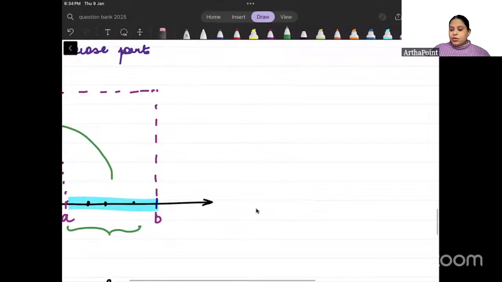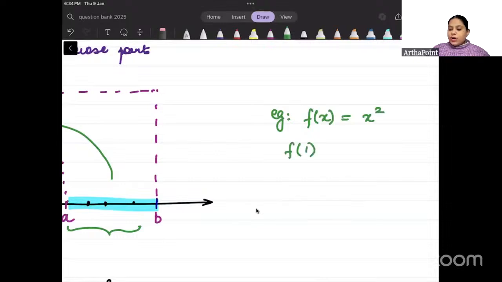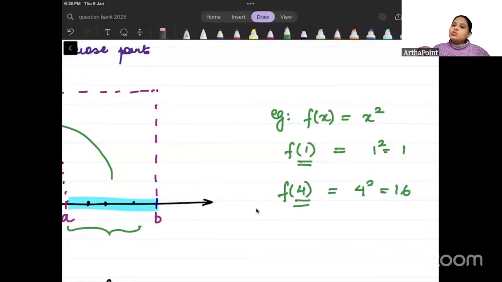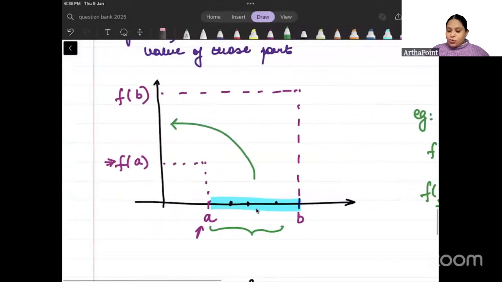For example, if I tell you that f of x is equal to x square, suppose if I ask you what is the value at 1, so you tell me 1 square 1. I ask you what is the value at 4, you tell me ma'am 4 square 16. Now I can tell you कि बेटा take anything between 1 and 4. 1 और 4 के बीच में कुछ भी ले लो नंबर and tell me what will be its value in the function. That is what we are doing here.